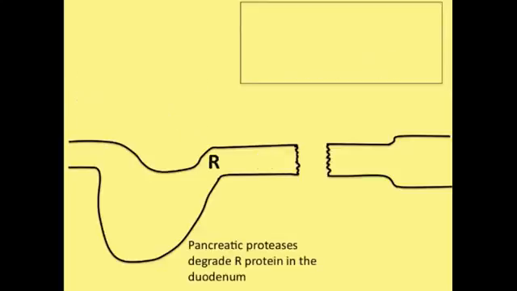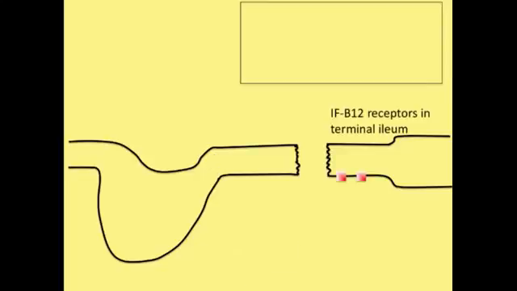So here we have pancreatic proteases, and this is how R protein is degraded. And it's degraded in the duodenum. Finally, in the terminal ileum, we have intrinsic factor B12 receptors. And that's going to be the end point, the end game for B12 absorption from the gut.